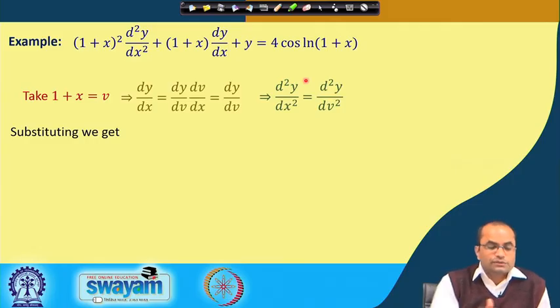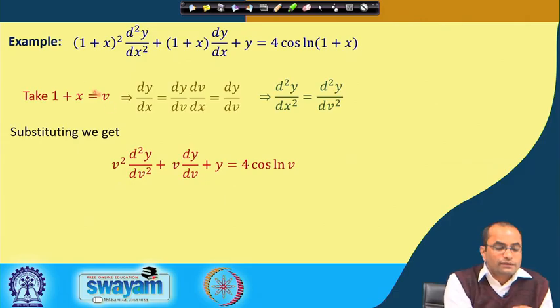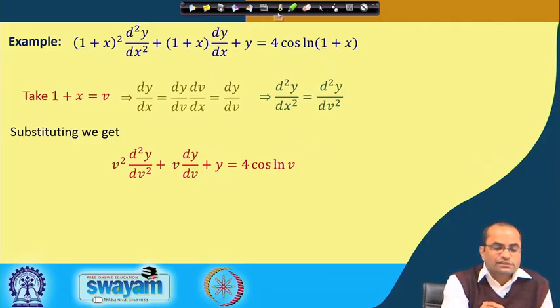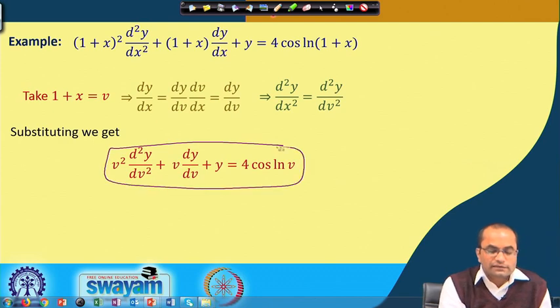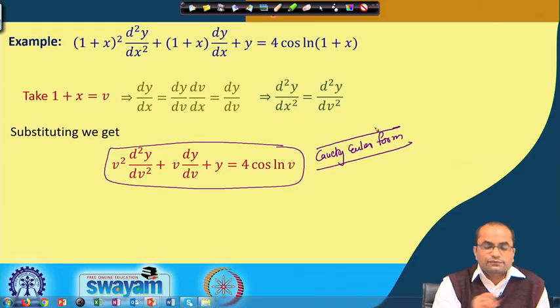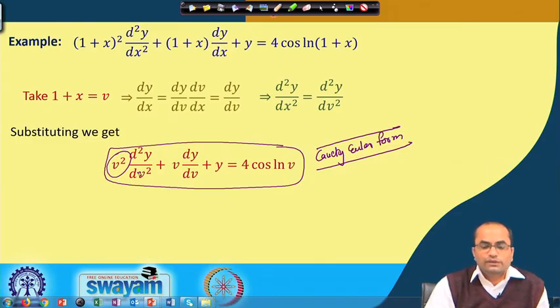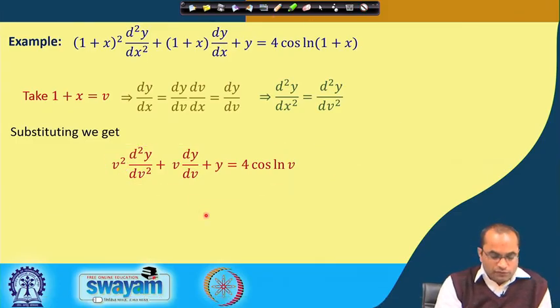And if we substitute this in the given equation, then we will get v square d 2 y over dv square plus the v term dy over dv plus y, and on the right hand side we have 4 times cos ln of v. So, now this equation is exactly the Cauchy-Euler form, which we have solved just before by the appropriate substitution of the independent variable by a new independent variable. So, we will do now exactly the same.